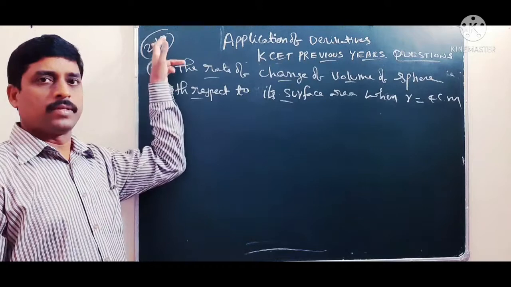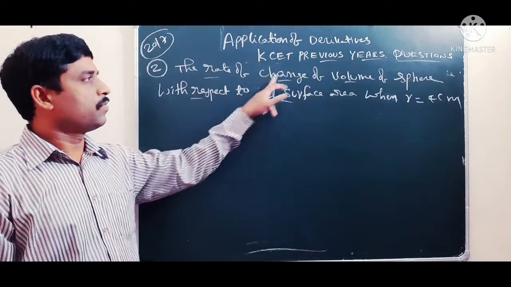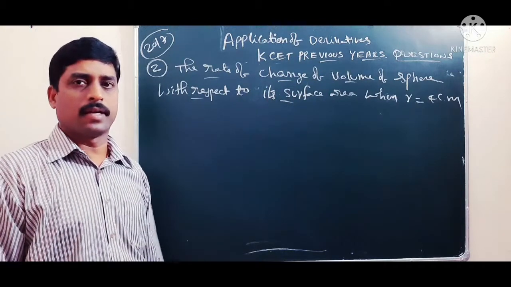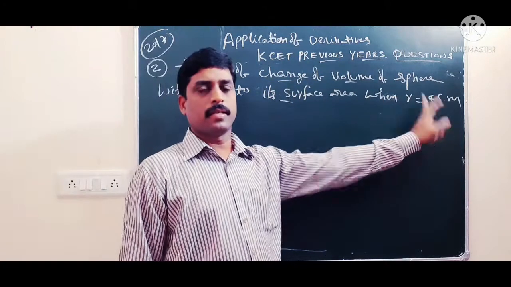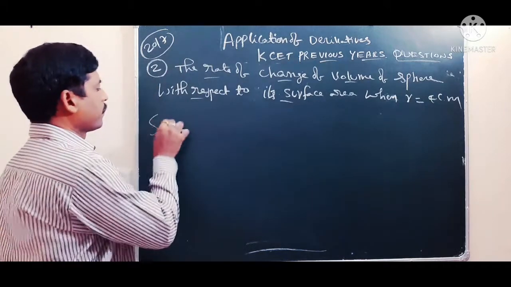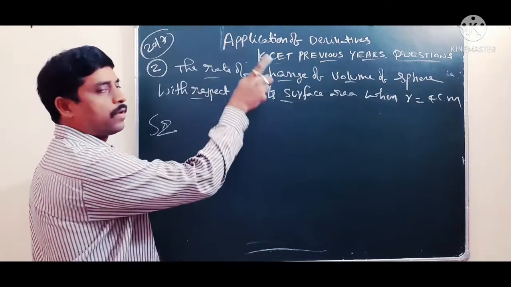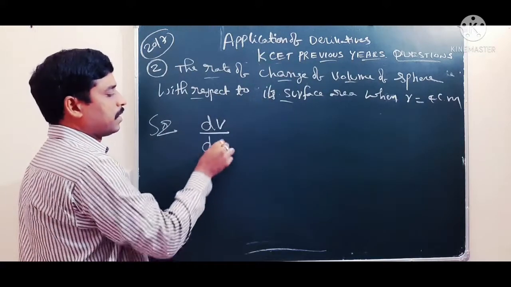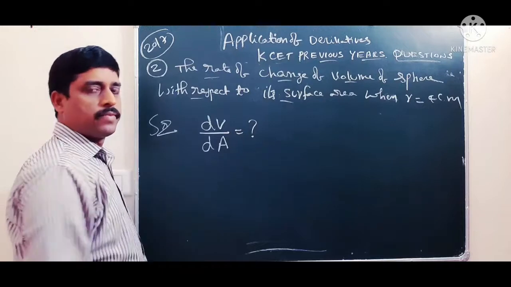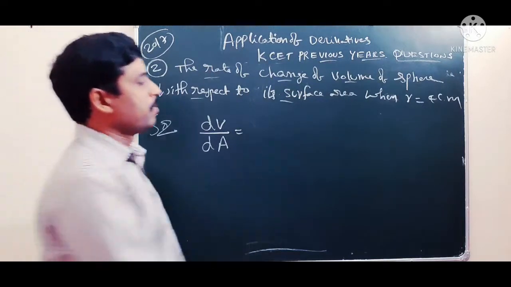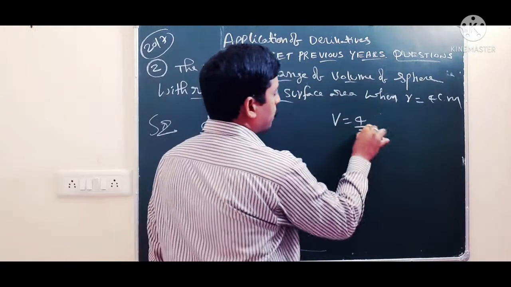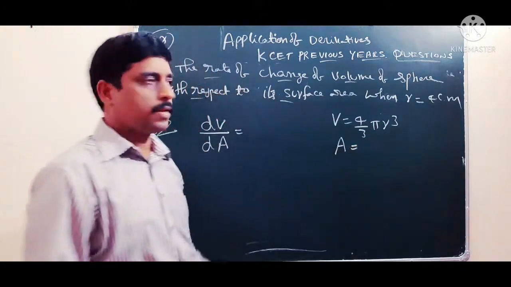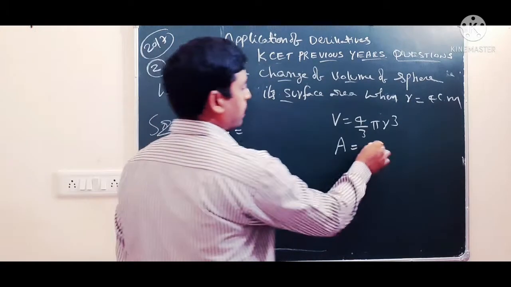So this is from a 2017 question. The rate of change of volume of sphere with respect to its surface area, that is our target, when r, the radius, is equal to 4 centimeters. Okay. The rate of change of volume of sphere dV with respect to surface area, dV by dA, is our target. Where V is equal to the volume of sphere, 4 by 3 pi r cube, and A is the surface area of the sphere, 4 pi r square.